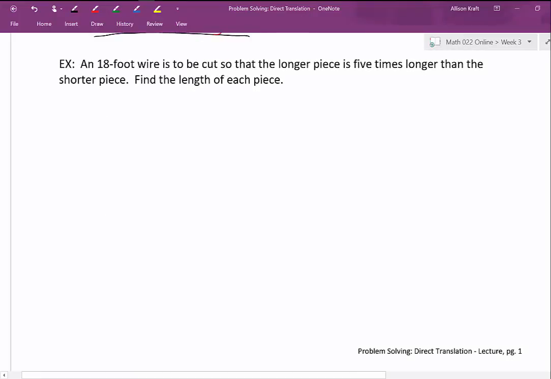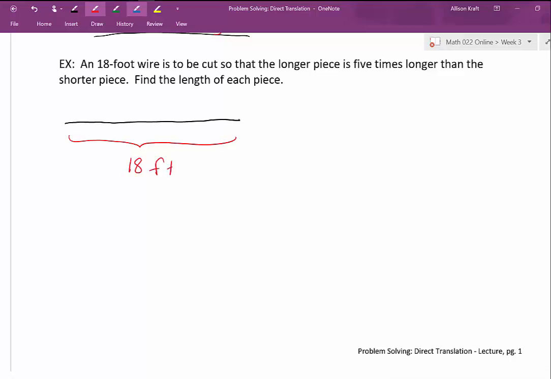In the next example, we can see that a little bit more of a story is being told. An 18-foot wire is to be cut so that the longer piece is 5 times longer than the shorter piece. Find the length of each piece. I would start by drawing a picture. I have a wire. It's 18 feet in length, and it's been cut into a short piece and a long piece. Right there.